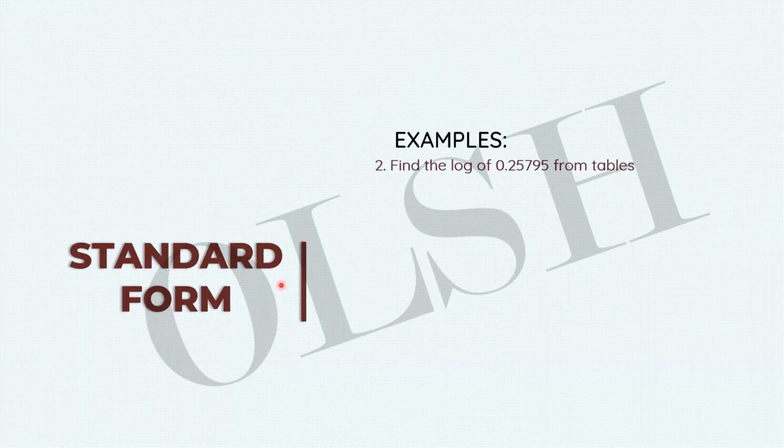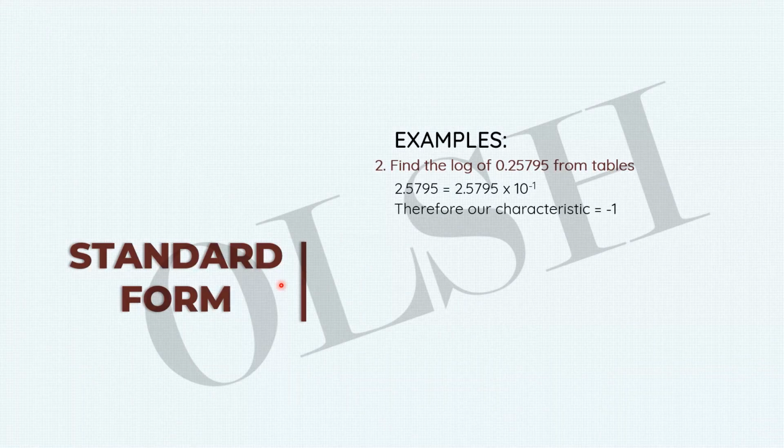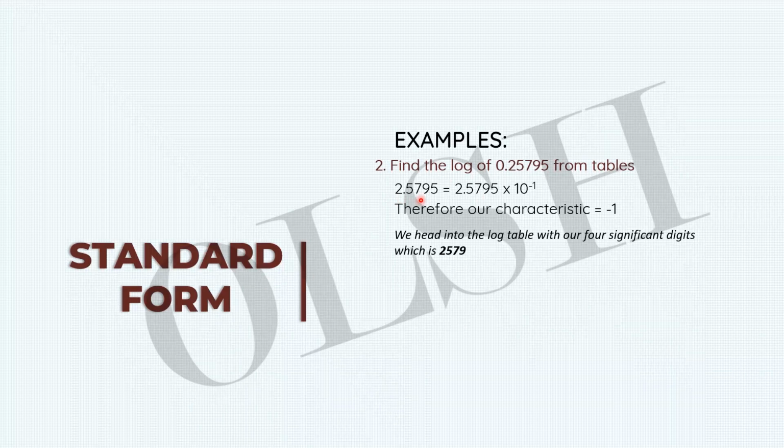Okay, so we look at another example. Find the log of 0.25795 from tables. So what we do, we put it in standard form. Of course, from this standard form, you can see that our characteristic is -1. Then we move on to the tables. Our significant digit is 2579. That's the first 4 significant numbers. So we have it as 2579.